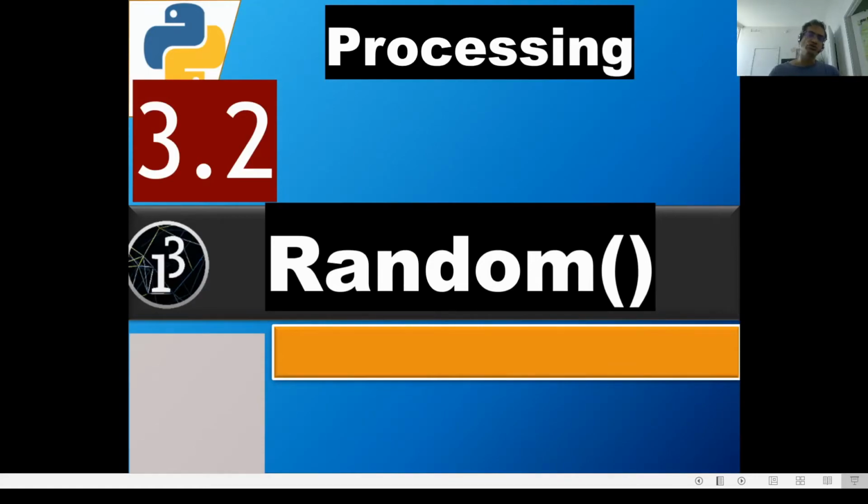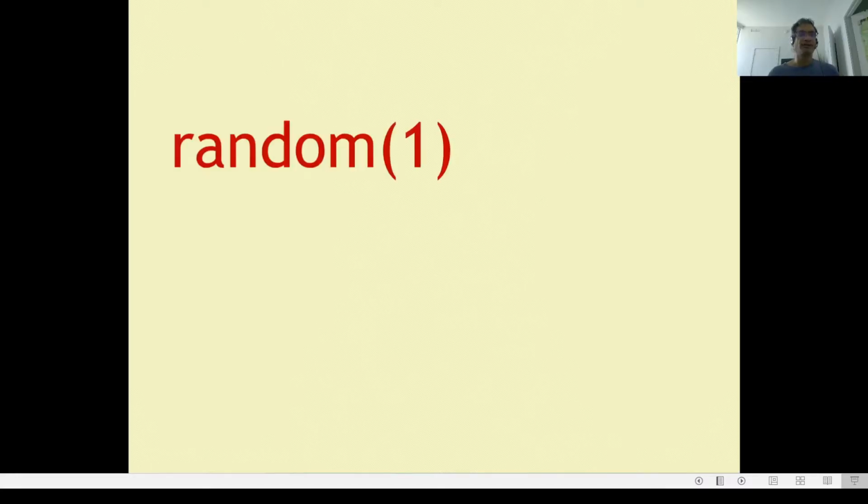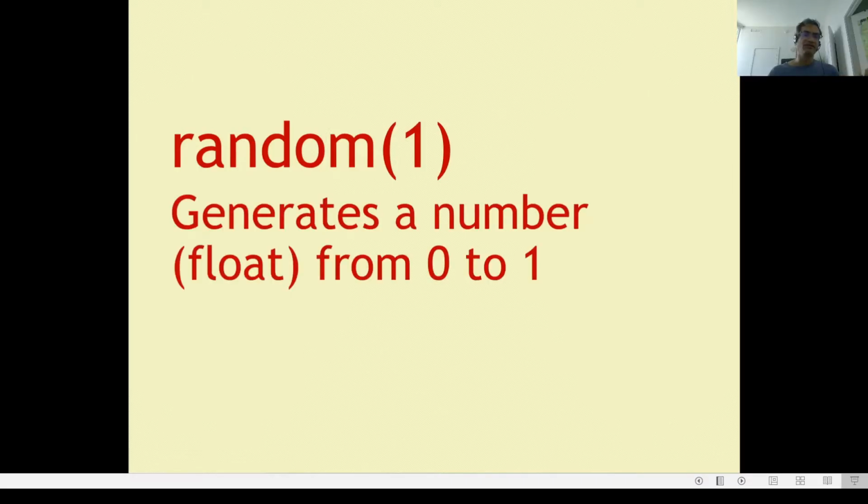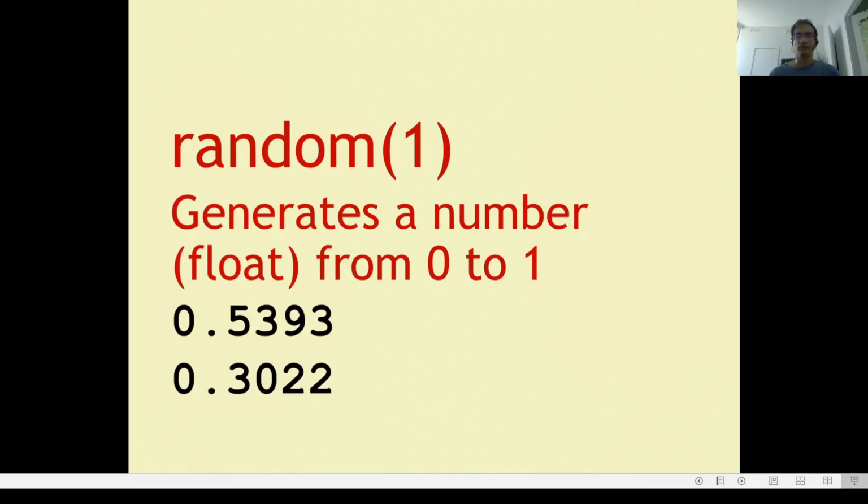So now let's switch to one more topic, which is how to bring in randomness in your generative code. Okay, and Processing makes this really, really easy. In fact, the command is simply called random, and you have to give it a number. If you give it one number, it will give you a floating point number that generates by default from 0 to the number you specified. So random of 1 will give you a fraction or a decimal number between 0 and 1. Maybe that number is 0.5393, or maybe it is 0.3022. Okay. So each time you run this, you're going to get a different number and you can use that.